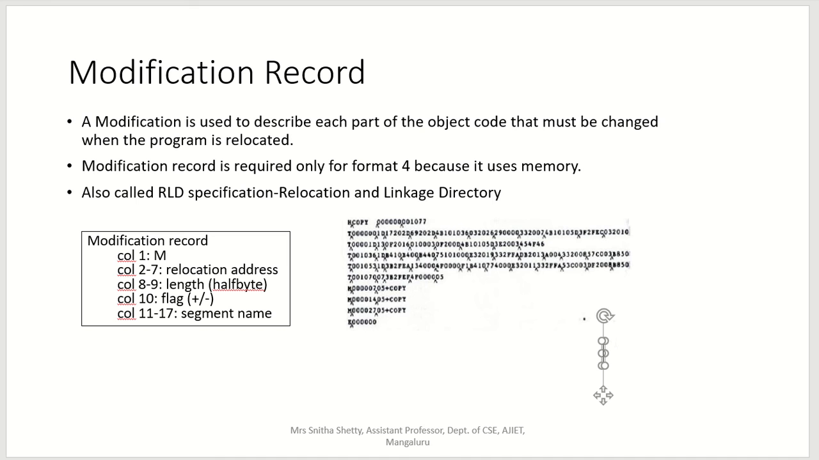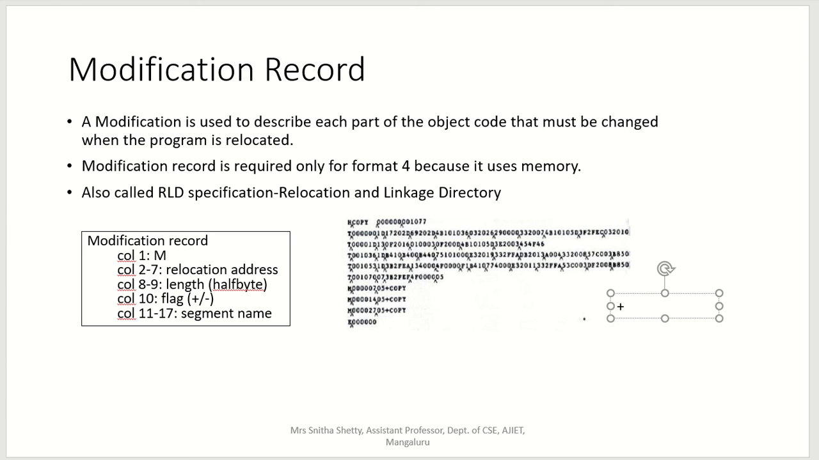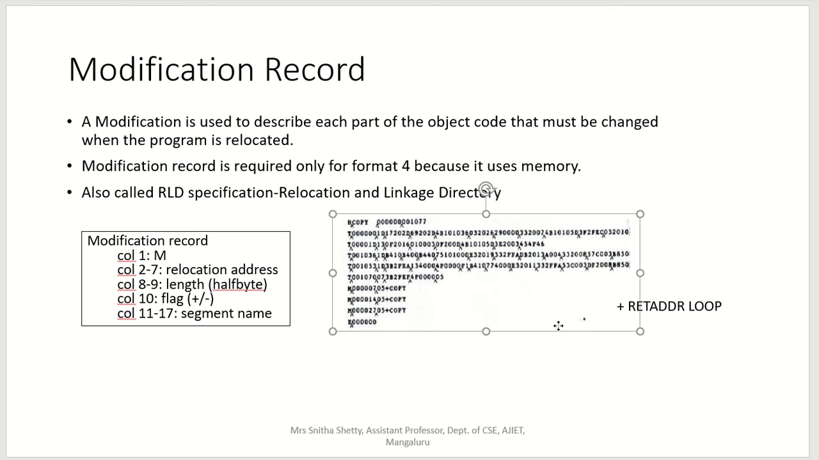Now, how do we identify a format 4 instruction? A format 4 instruction is identified by the plus symbol. Assume the instruction begins with a plus followed by some instruction, for example, plus JSUB followed by something like RETADR or a loop label. I'm giving a sample example. Since this instruction begins with the plus symbol, it is format 4.